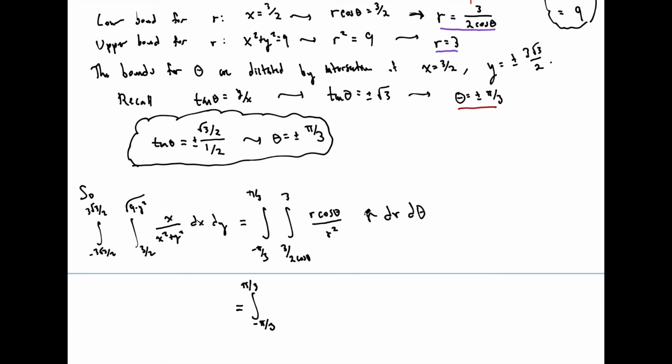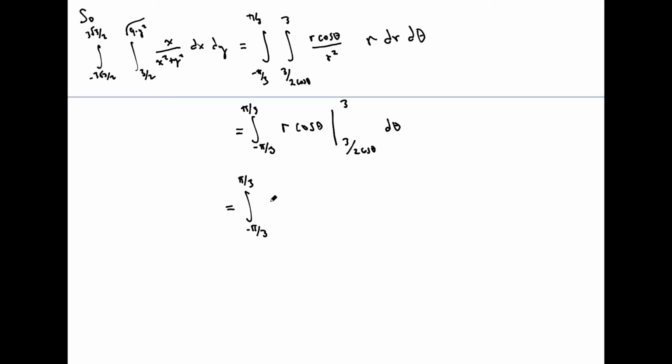Here I've got r squared over r squared. They all cancel out, so the integrand is just cosine theta. When I integrate cosine theta with respect to r, cosine theta is constant, so I just get r cosine theta. And then I evaluate this at my upper and lower bound and subtract. That'll leave me with 3 cosine theta minus, when you set r equal to 3 over 2 cosine theta, the cosine thetas cancel out, which is kind of nice, and we get 3 over 2.